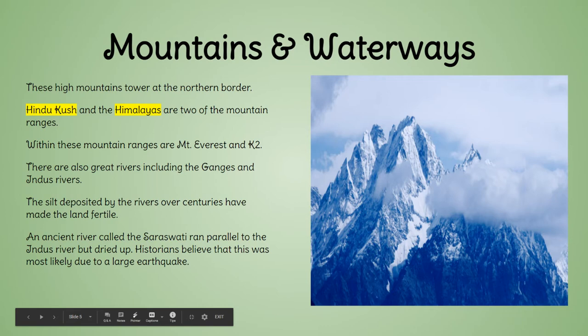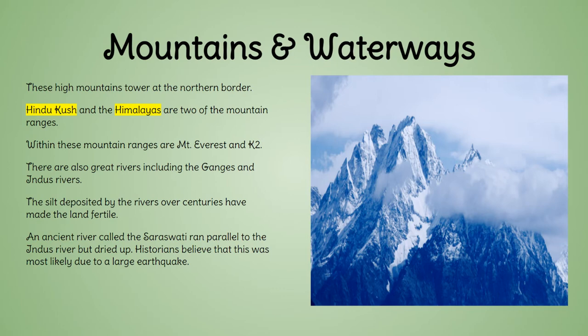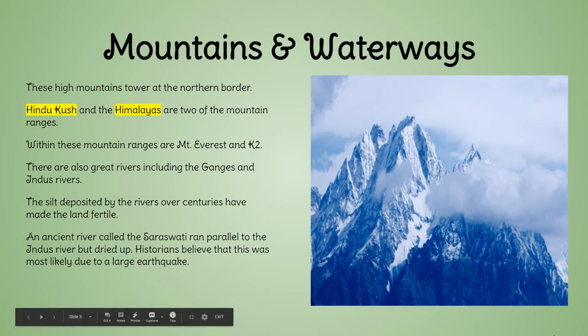Now, the silt deposited by these rivers over centuries has made the land extremely fertile and great for planting and growing crops. An ancient river, once called the Saraswati, once ran parallel to the Indus River, but it dried up. And historians' best guess is that most likely this was caused by an earthquake, although they're not 100% sure.